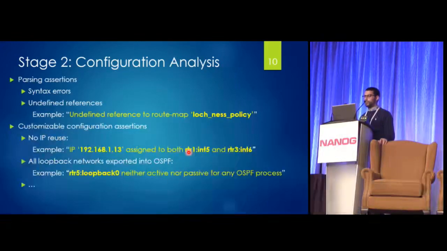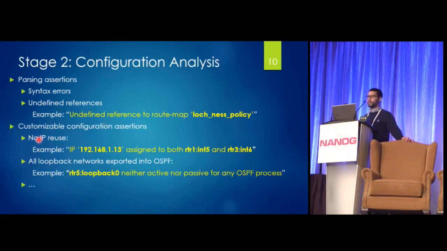In stage 2, we basically try to figure out all the different simple problems that might arise during initial check of the configurations. For instance, if there are any syntax errors, that'll be reported. Or common problems like having an undefined reference, let's say to a route map that doesn't exist, would be reported here. And on top of that, we also have a language that we've designed for asking queries about the configurations. And we've also provided a library of common checks that you may want to use.